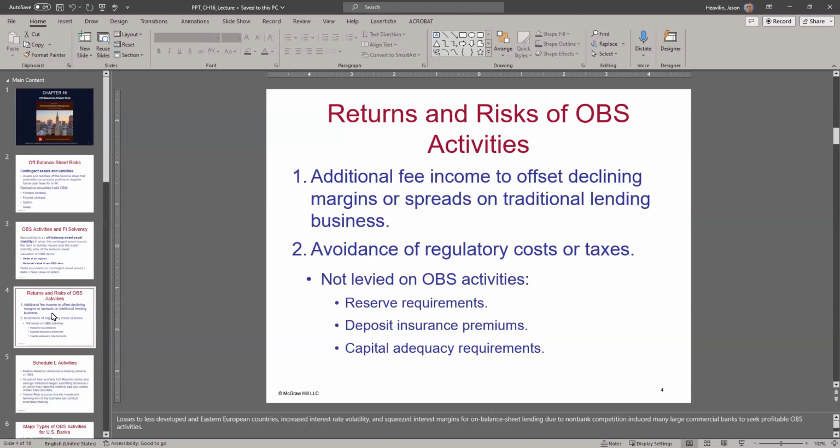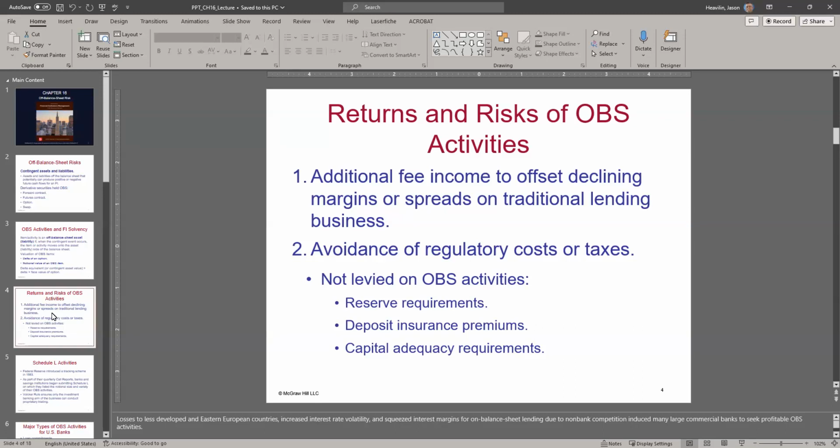Returns and risk of off-balance sheet activities. Additional fee income to offset declining margins or spreads on traditional lending business. Here, what they're talking about is that if you're the financial institution and you're selling a product like a futures contract, a forward contract, an option or swap, or any other form of off-balance sheet item, then you may charge fees for this service. So it's a point of income to provide these services for your clients.